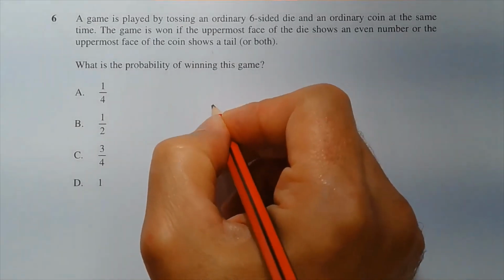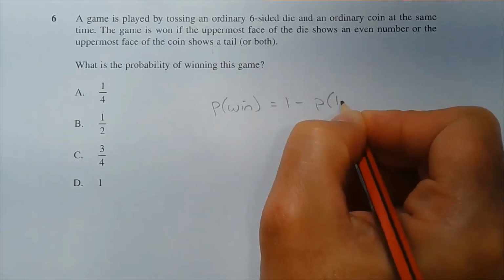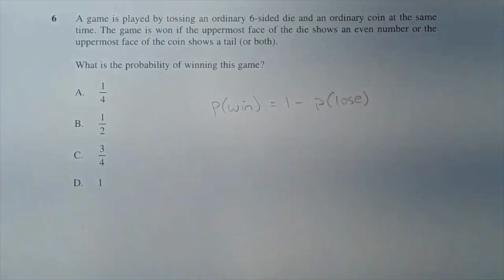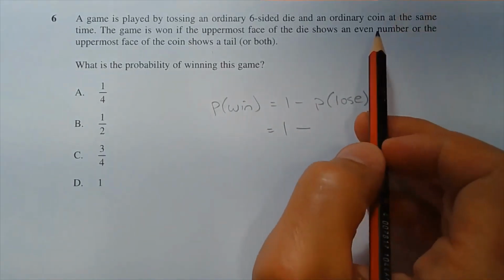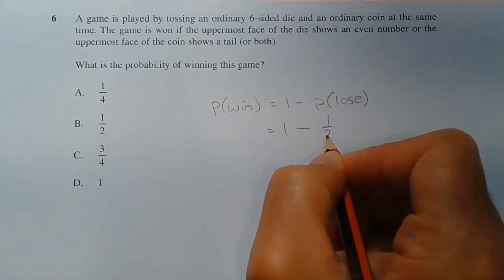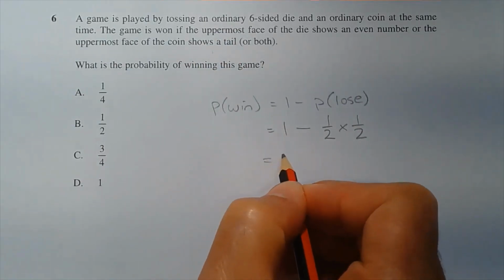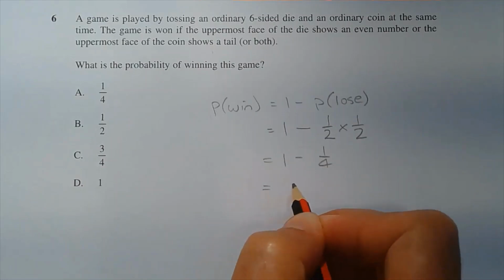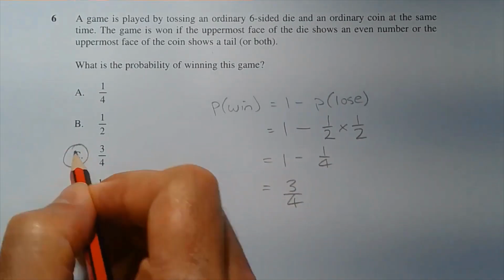Complements may be used to determine the probability of a win. So we have the probability of a win is equal to 1 minus the probability of a loss, or probability of losing, and that's equal to 1 minus the probability of throwing an odd number, which is half, multiplied by the probability of showing heads on the coin. So that's also half, which is equal to 1 minus 1/4, which is equal to 3 over 4. Therefore, the answer is option C.